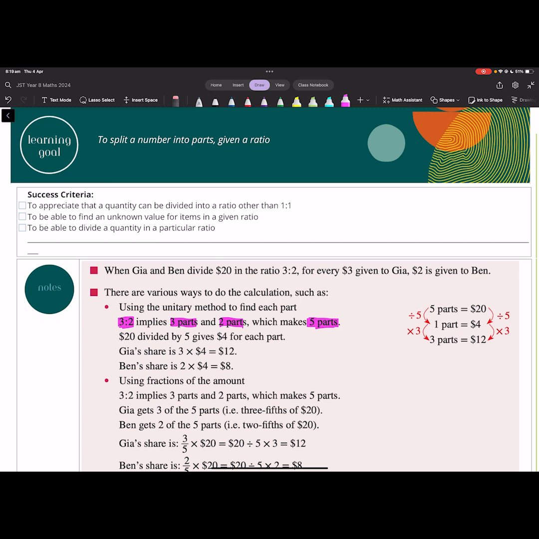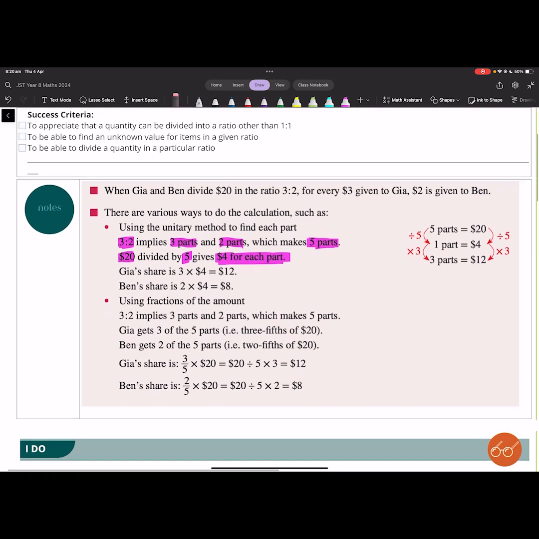Once we know that there are 5 total parts, we can look at the total amount of money, $20, divide it by the total number of parts, and that will tell us how much each part of the ratio is worth. So for each part of this 3 to 2, the people are going to get $4. And once we know that one part of the ratio is $4, it's really easy to see that because Gia gets 3 parts of the ratio, she gets 3 times 4 or $12. And because Ben gets 2 parts of the ratio, he gets 2 times 4 or $8.